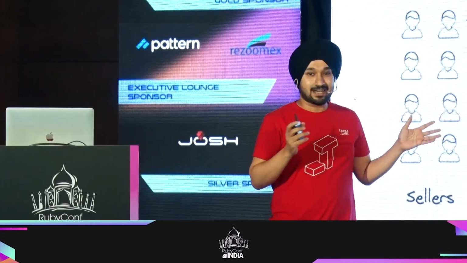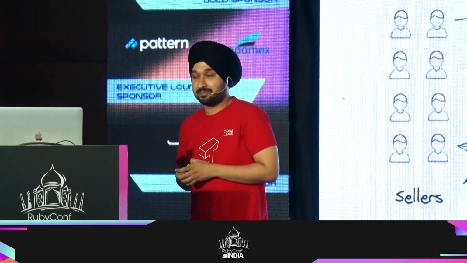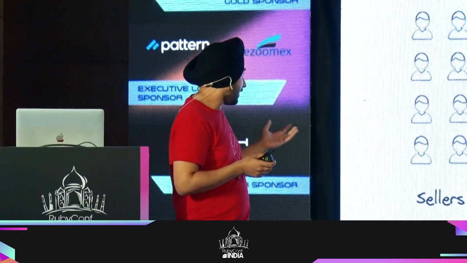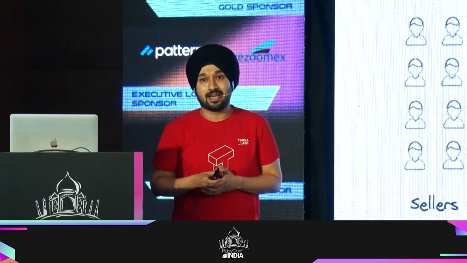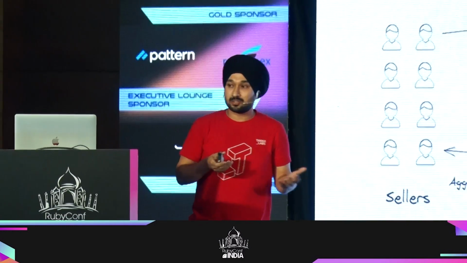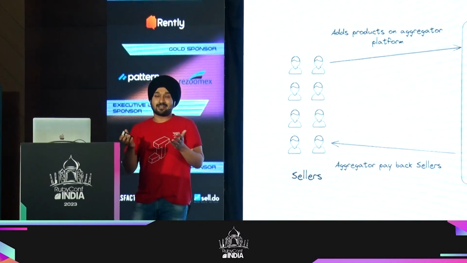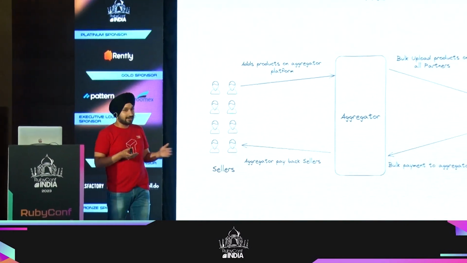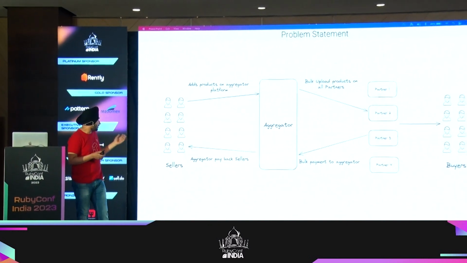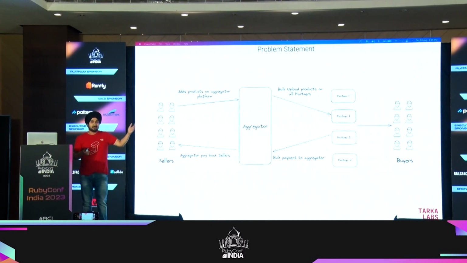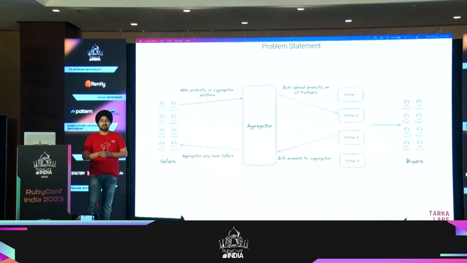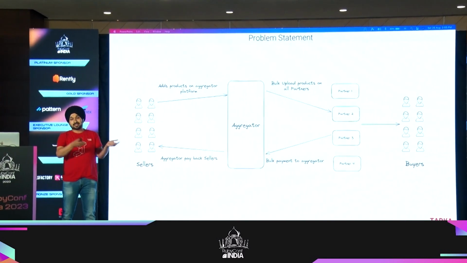So just to set some context, take the example of an e-commerce platform, where there are buyers and there are sellers. The whole idea is that the sellers want to sell their products to buyers, but they don't have direct contact. So let's say an aggregator comes in between who says, give me all the products.